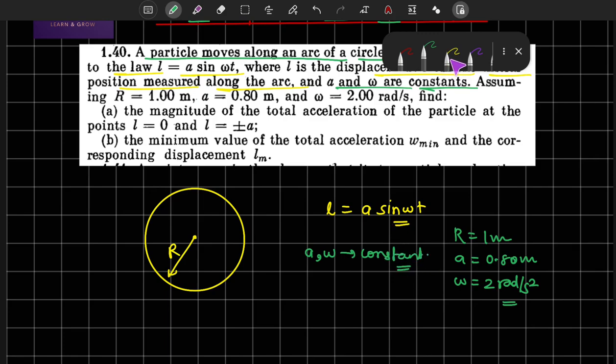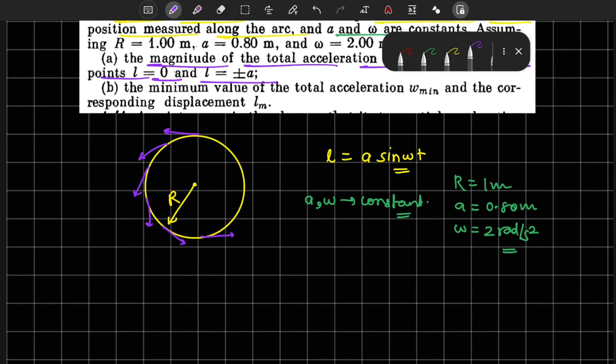Now, as the particle is moving in a circular path, the velocity will always be in the tangential direction. In the first part of the problem, it is asking to find the magnitude of the total acceleration of the particle at the points L is equal to 0 and L is equal to plus minus a. At any position, we have two components of acceleration. One is in the tangential direction, along the direction of velocity, which we denote as a_t, and another component is towards the center, which we call a_c. That is the centripetal or normal component of the total acceleration.